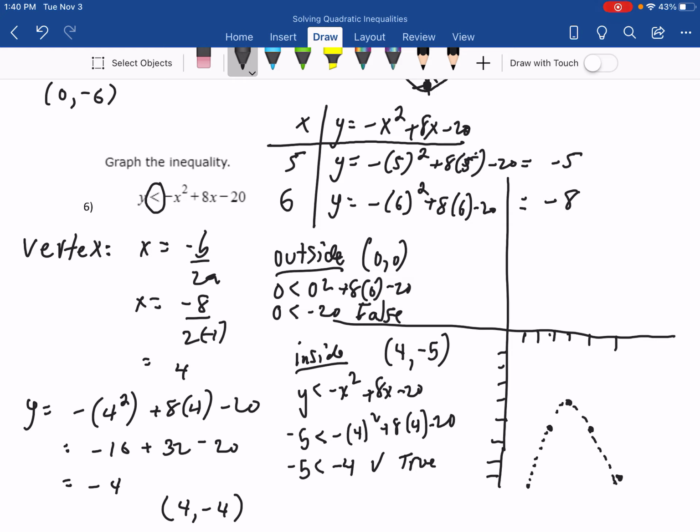The inside gave me a true statement. So again, we're going to be shading the inside of the parabola. And of course, what that means is if I take any point inside the parabola, such as, I don't know, 5 comma negative 7 or negative 3, negative 8, okay, and I substitute into the inequality, it's going to give me a true statement.